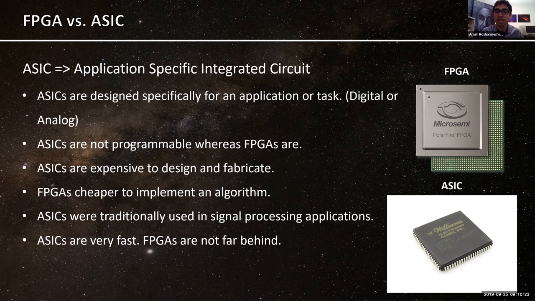This is where FPGAs show their advantage. They are cheaper, and they are reprogrammable. If you use FPGAs in your design and you want a new design, you just need to change how the gates are connected to each other and then program your FPGA to do the new task. The interesting thing about ASICs is they are very fast, because they are designed for a specific application. But FPGAs are fast too. They are not really far behind ASICs.